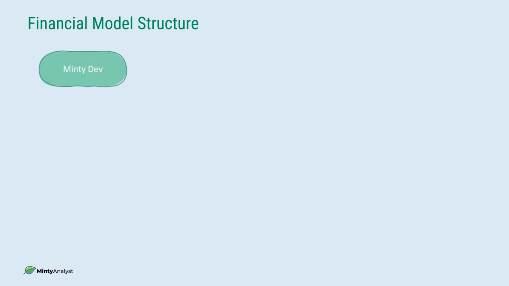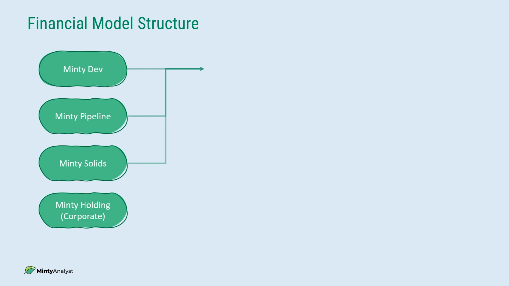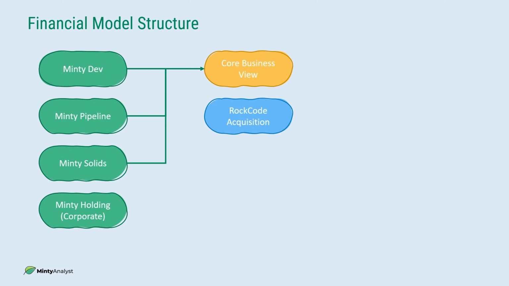So for our model, we'll have our Minty Dev entity, our Minty Pipeline entity, and our Minty Solid entity. We also have our Minty Holding, which we're going to call corporate, our overheads. And we're going to take the first 3 of those, and those will give us our core business view, which we'll build as a 3-statement view of the core business, the revenue generating business. We'll then build a model for our Rockcode acquisition. We'll build a model for our acquisition pipeline, which is our forward-looking, more distant acquisitions that are less clear.